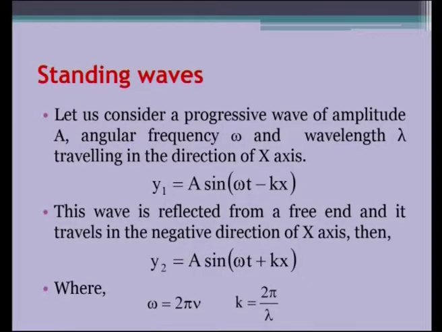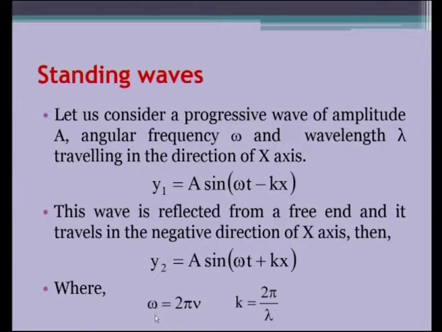Let us consider a progressive wave of amplitude A, angular frequency omega and wavelength lambda traveling in the direction of plus x axis. We have y1 is equal to a sin(omega t minus kx). This wave is reflected from a free end and it travels in the negative direction of x axis, and that is represented as y2, which is equal to a sin(omega t plus kx). This is the expression for a wave traveling in the negative direction of x axis.